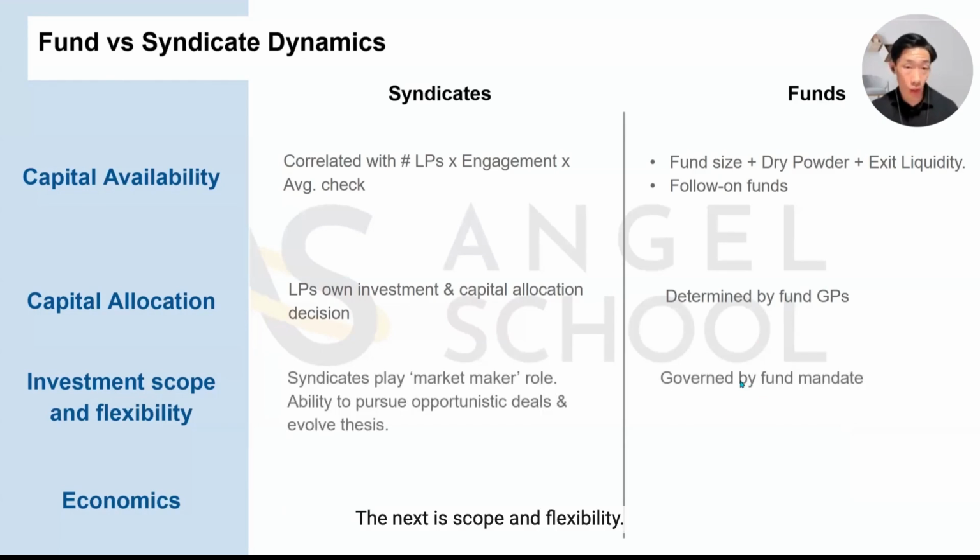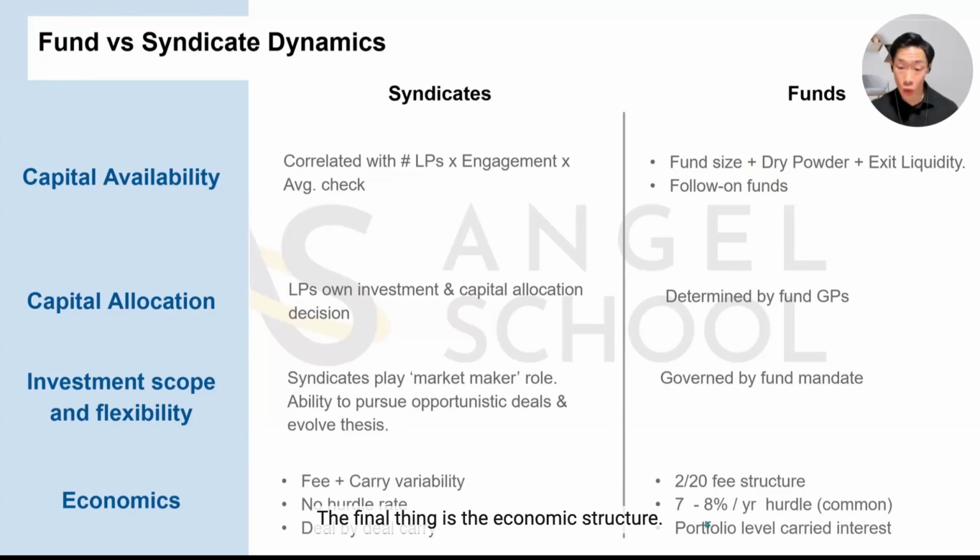The next is scope and flexibility. A syndicate plays a market maker role, and so you have the ability to pursue opportunistic deals and evolve your thesis. On a fund, it's pretty tightly governed by a fund mandate, so your ability to flex, to change, to do certain deals outside the scope is quite restricted. I think these things matter. On a syndicate, you theoretically could do a biotech deal one day, a consumer play another day, SaaS another day. And I'm not saying you should. You absolutely should not, by the way, but the flexibility is important to evolve your thesis, especially in response to market conditions.